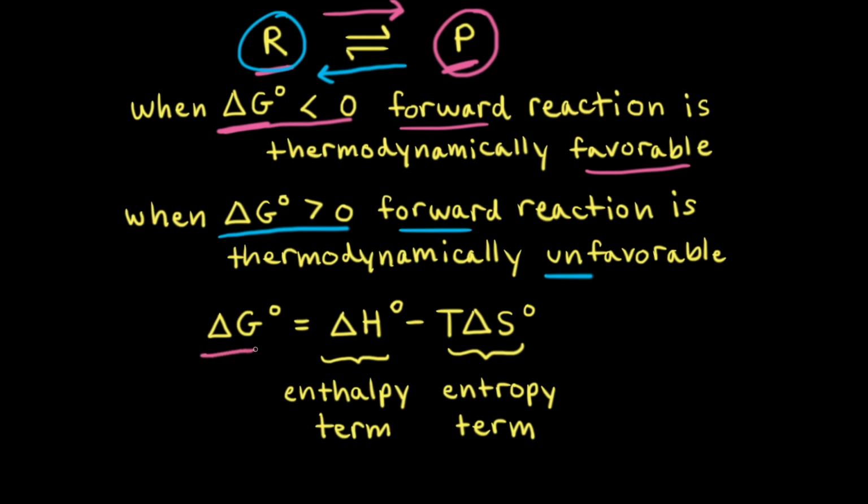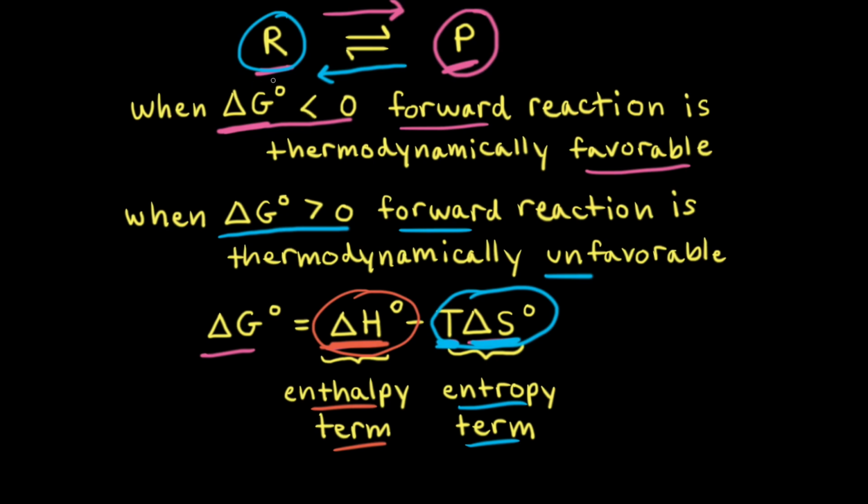Delta G naught is equal to delta H naught minus the absolute temperature times delta S naught. And since delta H naught is talking about the standard change in enthalpy, for this equation, delta H naught will be called the enthalpy term. And because delta S naught is talking about the standard change in entropy, the absolute temperature times delta S naught will be referred to as the entropy term.